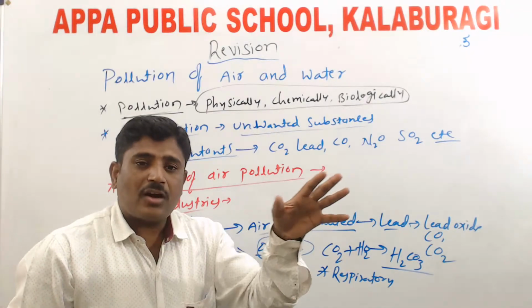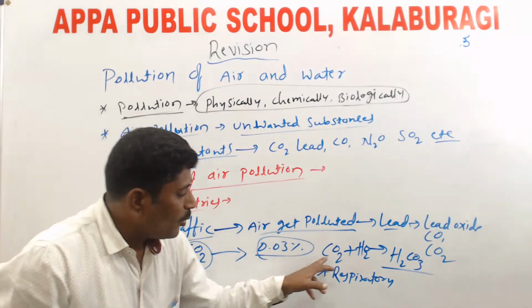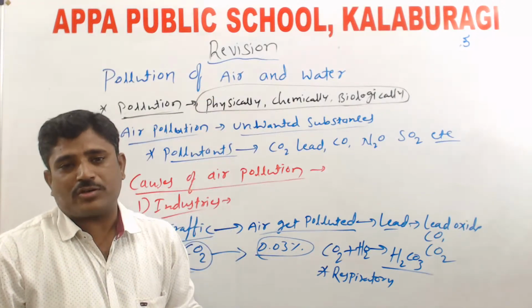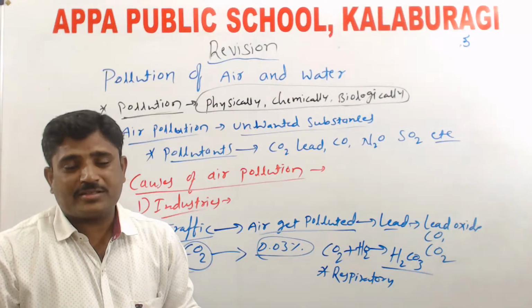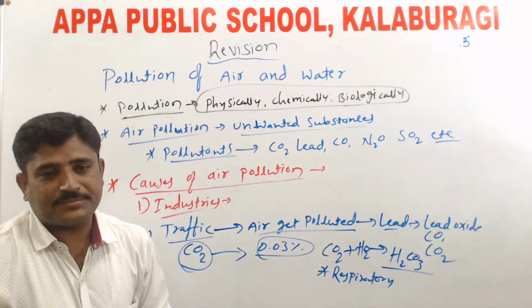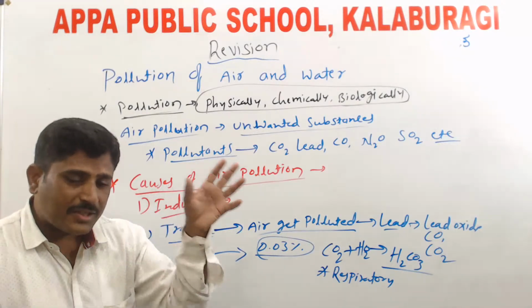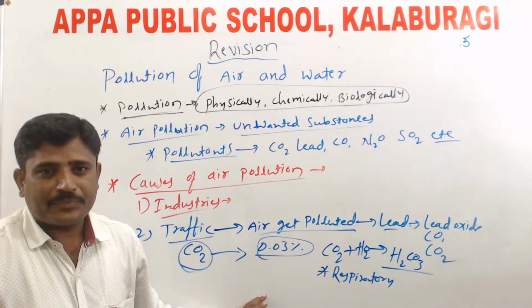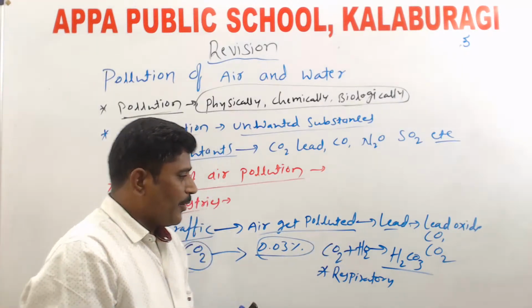If the concentration of carbon dioxide is more in the atmosphere, what happens? The carbon dioxide dissolves in sea water, and it turns acidic. It means the complete sea becomes acid. Okay. Yes. Next, come to the point.